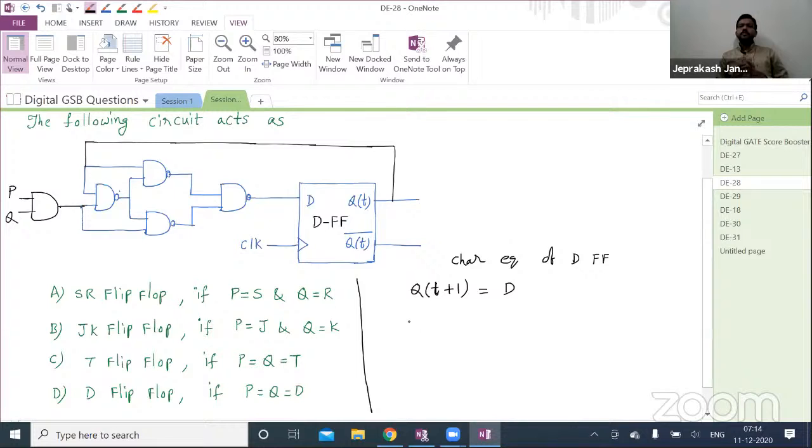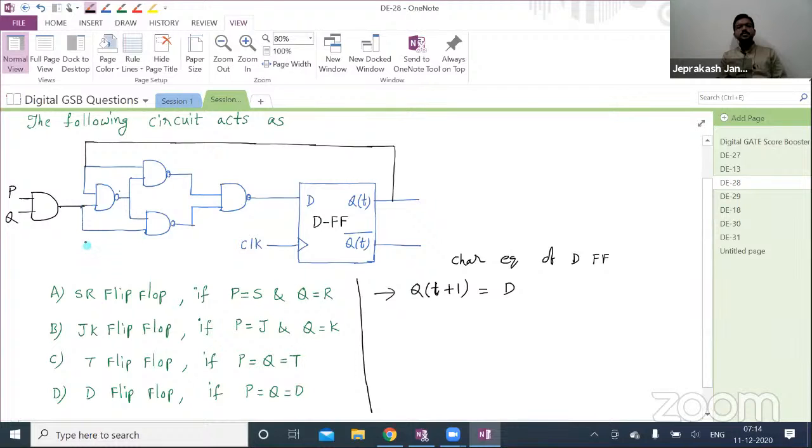See, related to flip-flops, if you remember the characteristic equations, whenever they give circuit diagrams like this, they may ask what is the output you are getting, or what is the overall circuit behavior, which flip-flop it represents, right? So for solving those type of questions, whatever the given flip-flop is, first write its characteristic equation. For D flip-flop or T flip-flop, you'll be having only one input. For SR or JK, you'll be having 2 inputs, right? So you have to determine what those inputs are from the given circuit diagram and substitute and simplify. Okay, like that you have to proceed. So here D is nothing but output of this gate.